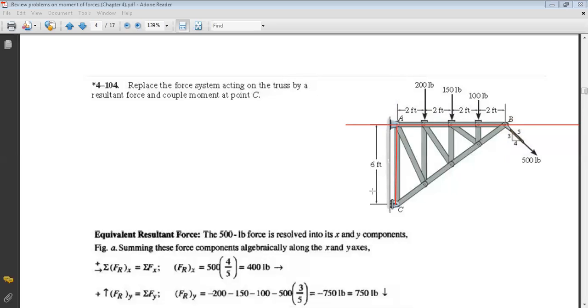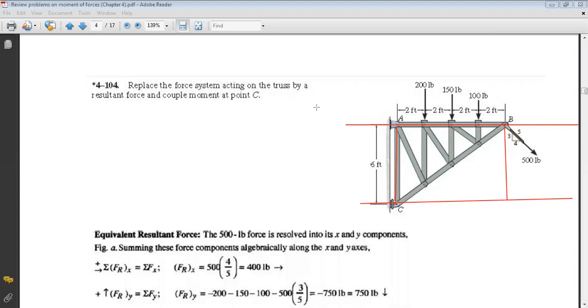Or you can also take a parallel line to the force and say that the distance between the two is equal to this one, which is 6. Okay, so now what we did, we reduced the system to one force, one couple at point C.